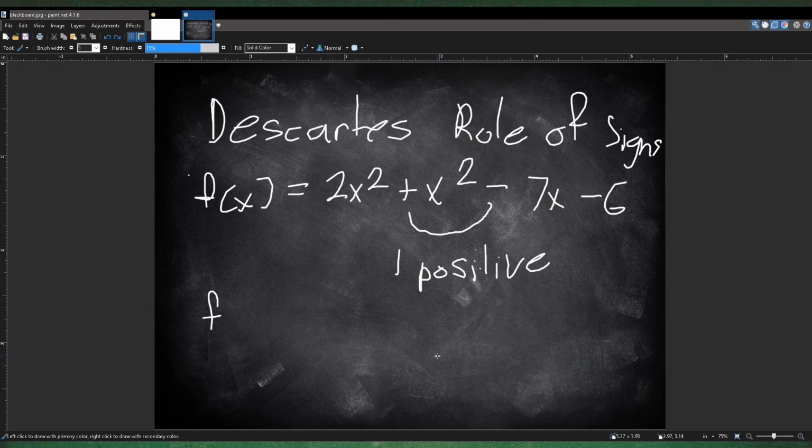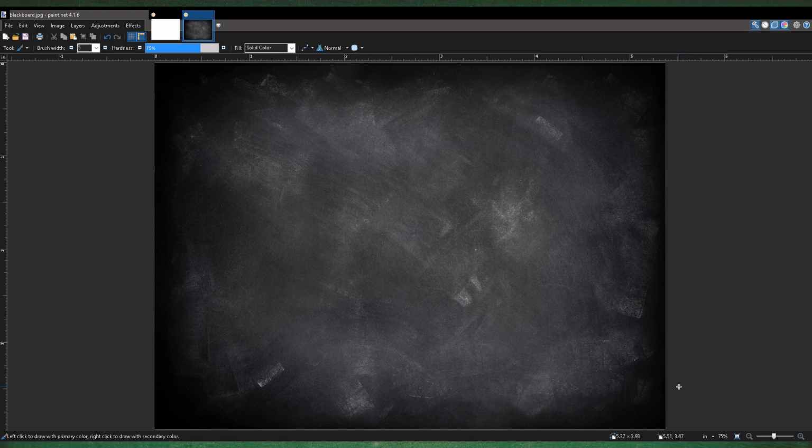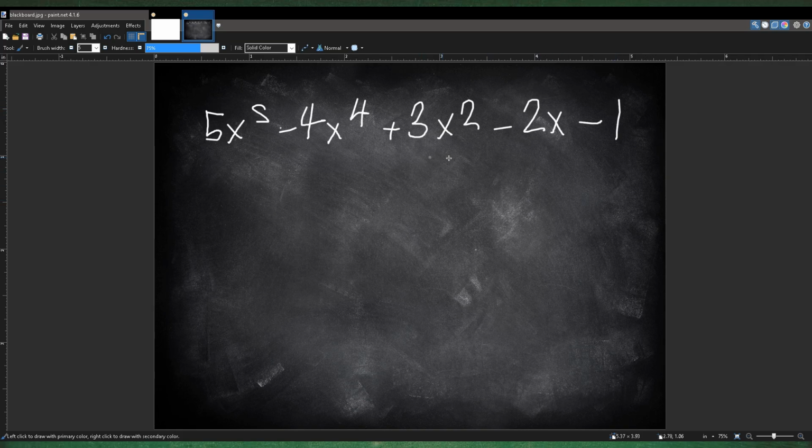Let me give a more clear example, because this one is only the x cubed term and it doesn't really help. Let's say something like 5x to the 5th minus 4x to the 4th plus 2x cubed. Wait, sorry, I forgot a fourth term. Plus 3x squared minus 2x minus 1 or something, right?